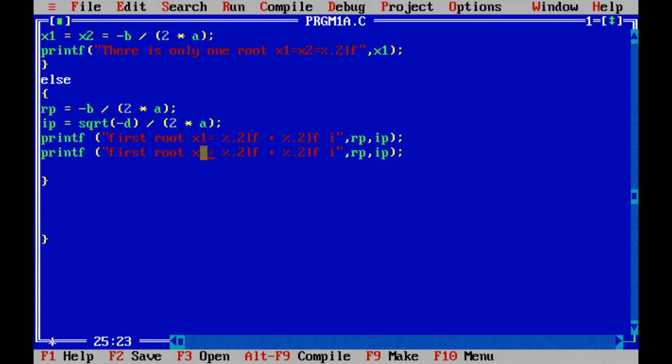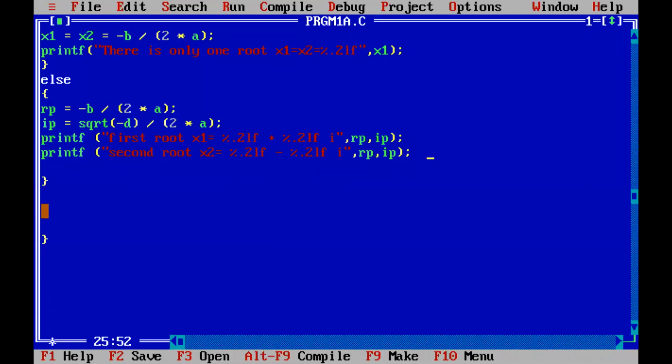No one is listening. Minus 2. Here we just need to change it as the second root. Second root x2 equal to 0.2 LF minus 0.2 LF. So RP and IP will be replaced. Okay, so we finished all the three cases.